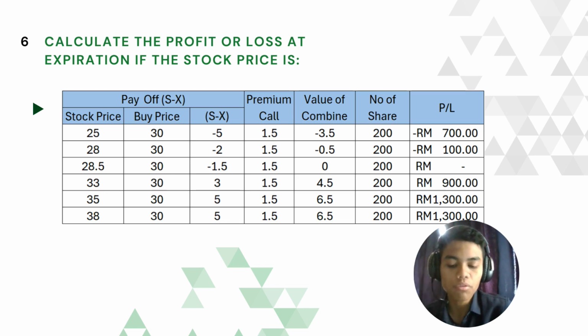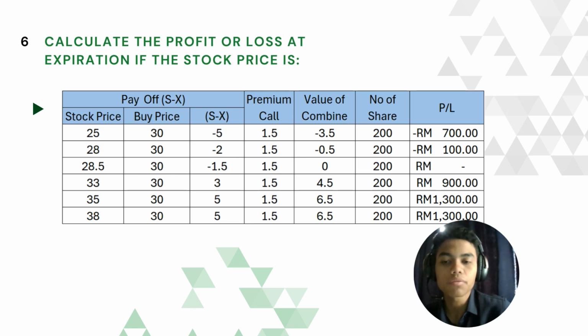So from 28.5 to 30 is the range of the risk zone, and there is no loss at this price level. Next, if the price goes even higher to 30, we get a profit of 3 ringgit, and plus the call premium of 1.5 ringgit, the actual value is 4.5. We multiply by 200, and we get 900 ringgit.